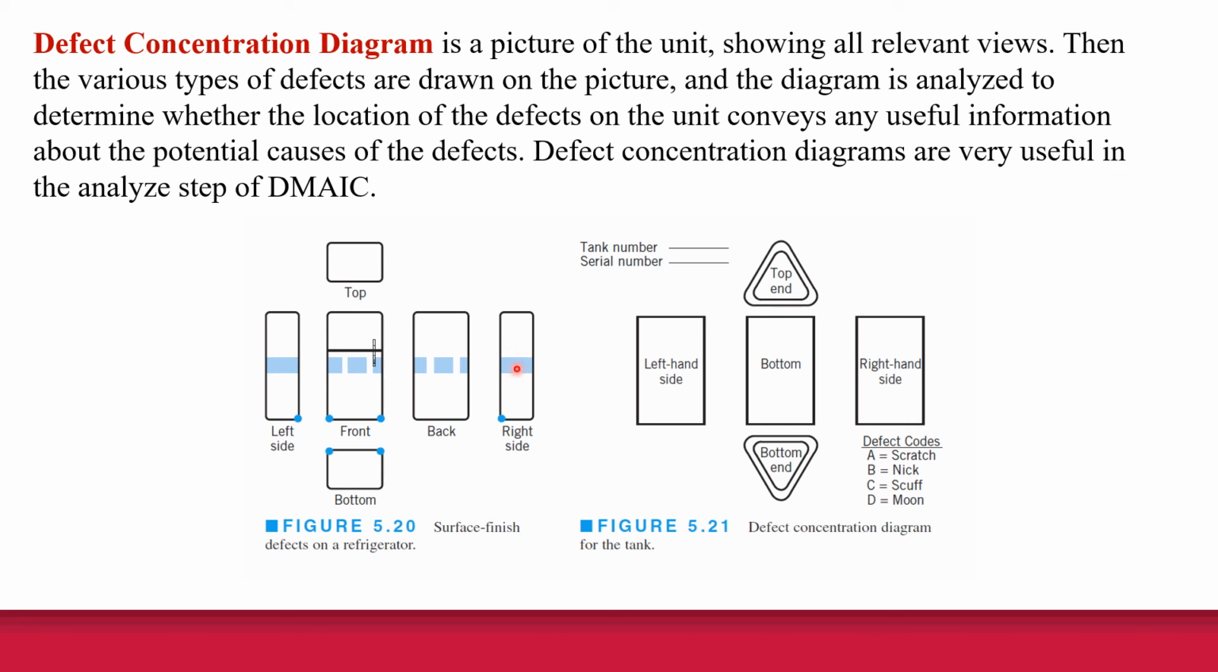If you've got paint problems, you can indicate where it occurred. These are very useful too if you have a location problem, where the defects are only occurring in certain places. This can be very useful as well.